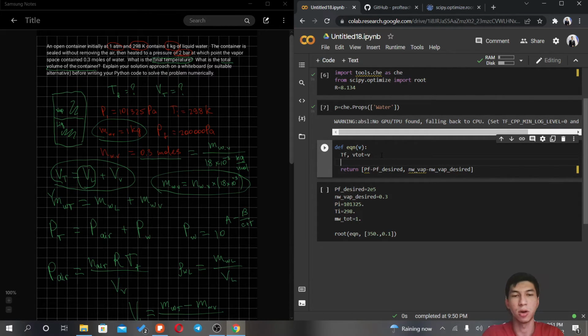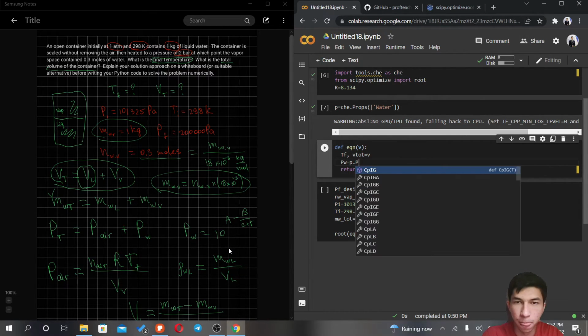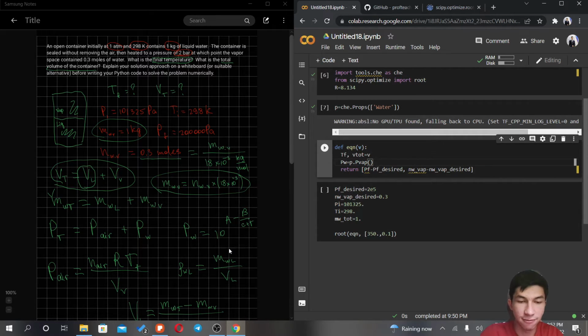Okay, so let's just write the equations we know that can be related to the pressure final and the amount of the water in vapor phase. So one of the equations we know is that partial pressure of water depends on the Antoine equation, right? But as we're using the CHE tools, it determines the partial pressure of the water not using the Antoine equation, but something more advanced. So we use our CHE tools. So it would be PVAP in the final temperature.